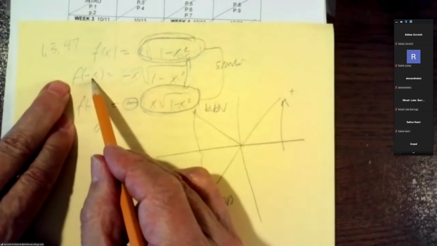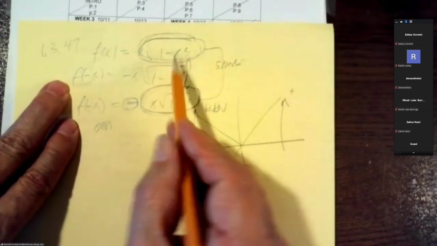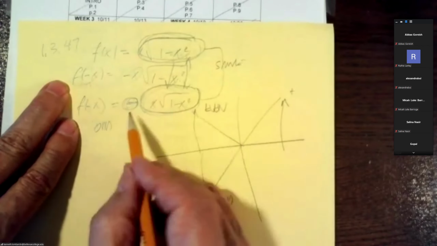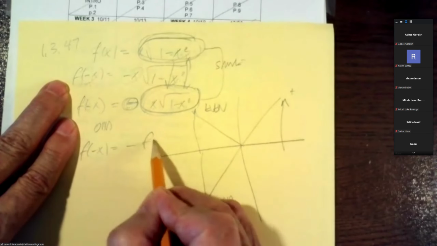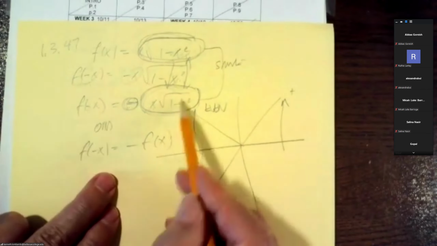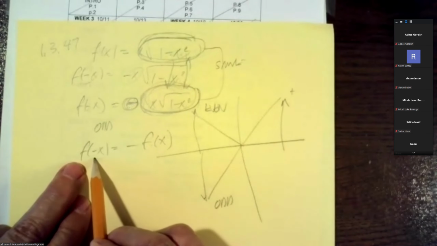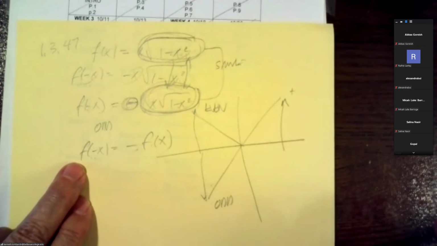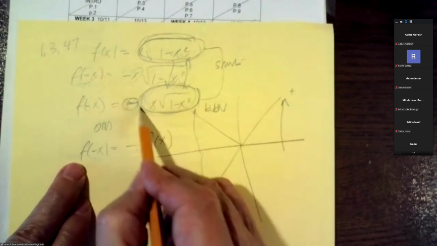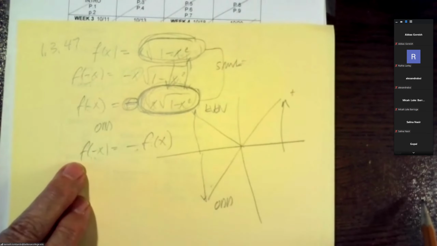So f at negative x equals the negative of f at x. Here's f at x right here. So f at negative x equals negative f at x. Here's f at x here. Negative f at x. If this equals this, then we're calling it odd. Here's f at x right here. Oh, okay, got it. And here's the negative outside.